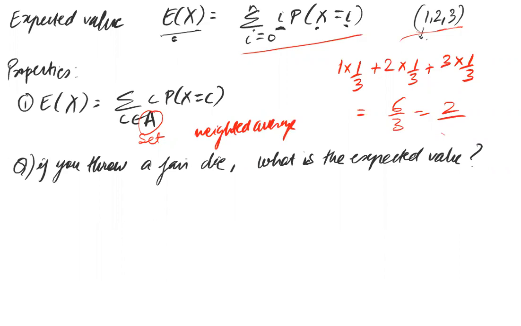All right. So if you throw a fair die, what is the expected value? Let's try to answer that. What are the outcomes possible? You have 1, 2, 3, 4, 5, and 6. 6 outcomes possible. What is the probability of outcome i happening? P of x is equal to i. So that will be 1 by 6.